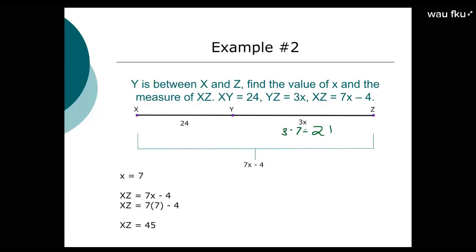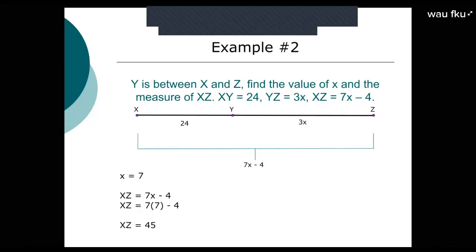Or you could just plug the 7 in here, where you get 7x minus 4. We replace that x. 7 times 7 minus 4. 7 times 7 is 49. And then minus 4 gives you the same 45. I would be fine with you getting there either way. But you don't technically need to solve for yz.